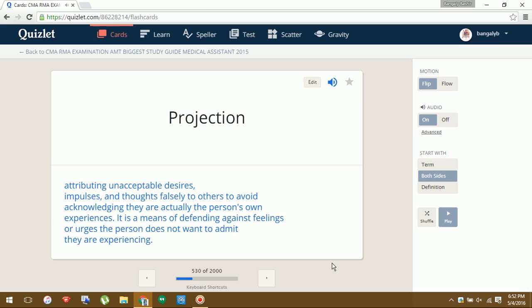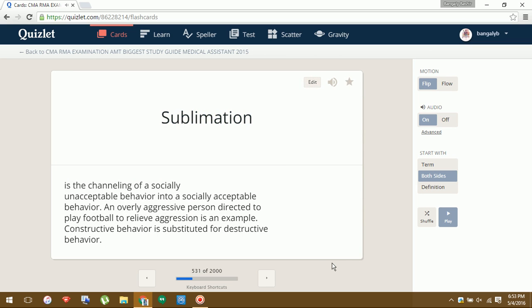Projection. Attributing unacceptable desires, impulses, and thoughts falsely to others to avoid acknowledging they are actually the person's own experiences. It is a means of defending against feelings or urges the person does not want to admit they are experiencing. Sublimation is the channeling of a socially unacceptable behavior into a socially acceptable behavior. An overly aggressive person directed to play football to relieve aggression is an example. Constructive behavior is substituted for destructive behavior.